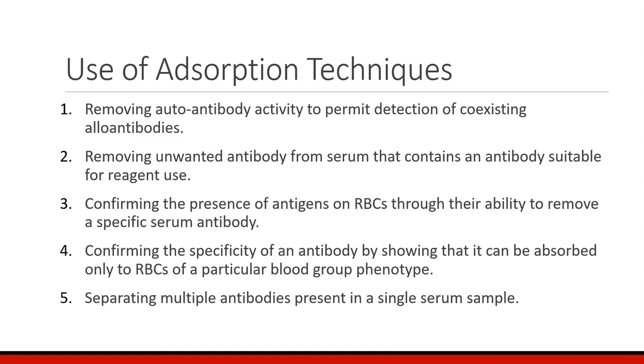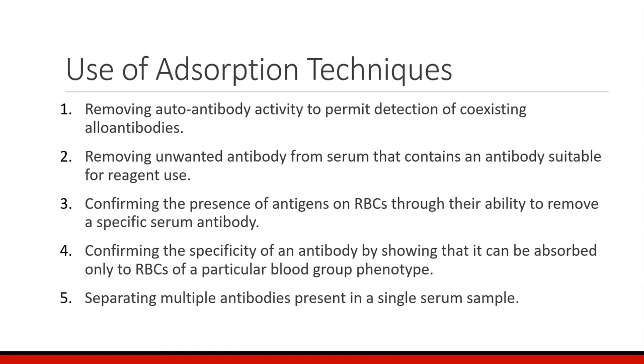3, confirming the presence of antigens on red cells through their ability to remove a specific serum antibody. So this is mostly done in weak subgroups of A where the person has the A antigen, but we're getting a negative reaction with anti-A. We can actually incubate that patient's cells with anti-A, wash, and then remove the coated antibody if present, and identify that these truly are A antigen positive.